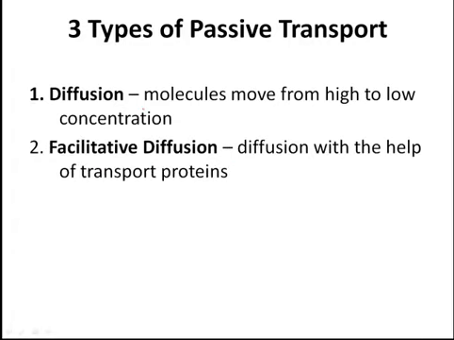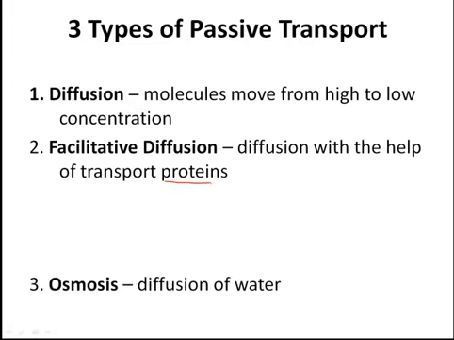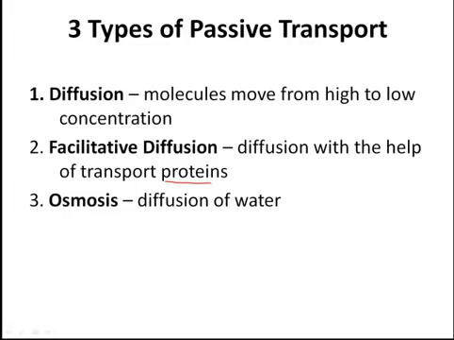Facilitated diffusion is diffusion with the help of transport proteins. Remember I said some things cannot get directly through the membrane. They're too big or they have a charge, so they have to have help, so they get help with proteins. And then a special type of diffusion is osmosis, and that is specifically the diffusion of water.